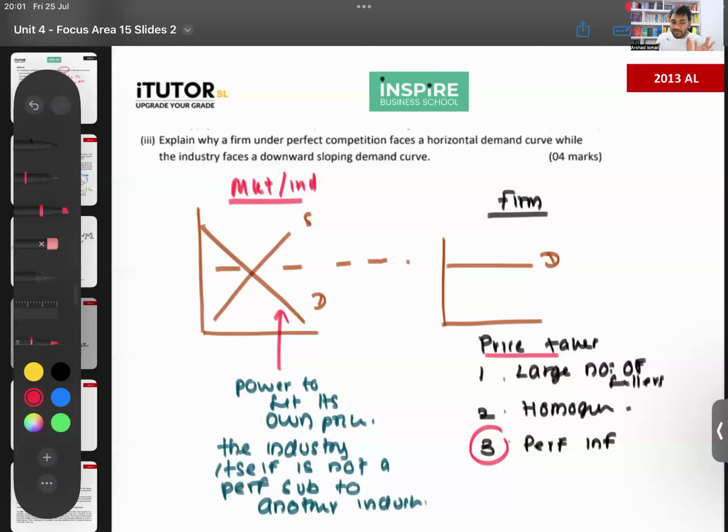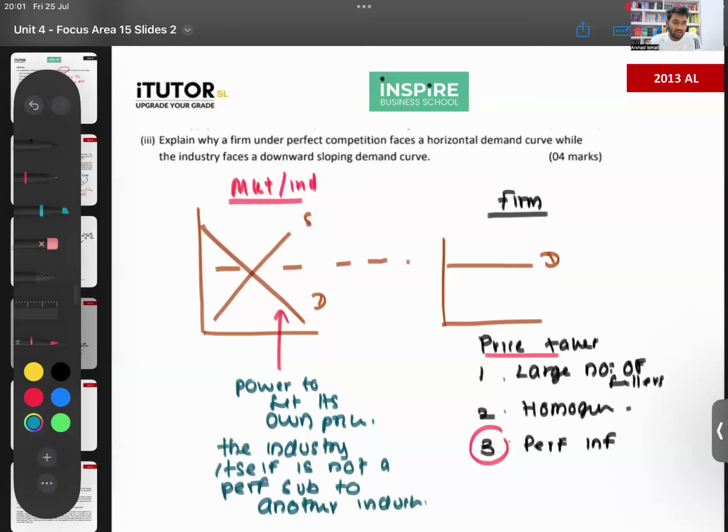Even though the firm is a price taker, if you put all the paddy farmers together, you get the paddy industry or the paddy market. The paddy market is not a price taker. The paddy market put together is not a perfect substitute to another industry. One paddy farmer is a perfect substitute to another paddy farmer; one farmer's rice is the same as another's. But the entire paddy market is not the same as another market. The paddy market has the power to set its own price. That's the story that you have to explain.